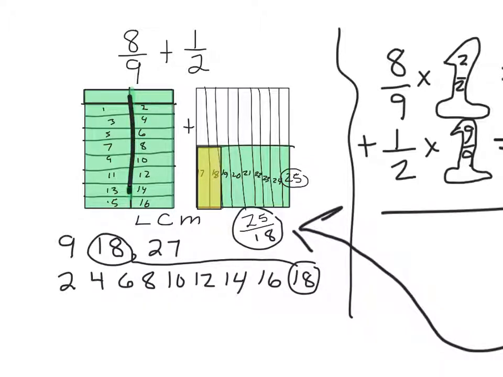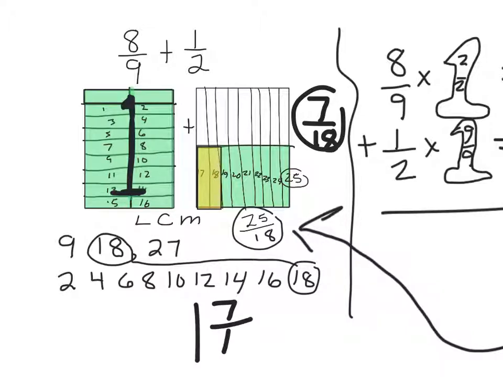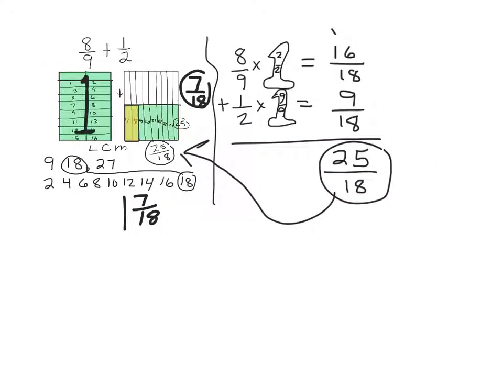Oops, I always do that. I want to do it in black. That's 1 whole, perfect. And then over here I've got 1, 2, 3, 4, 5, 6, and 7. So I got 7/18 right there. So I actually have 1 and 7/18. And bam! So now let's go ahead and look at the algorithm again.